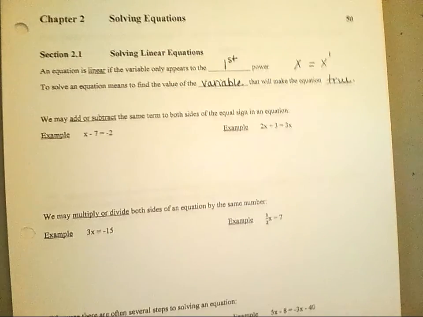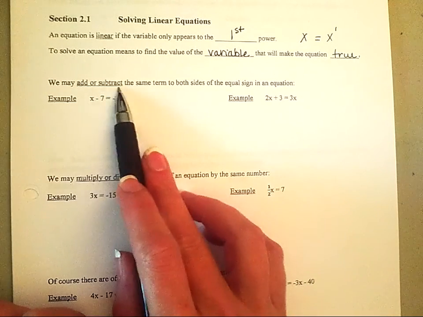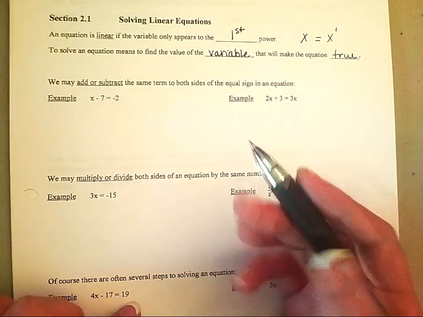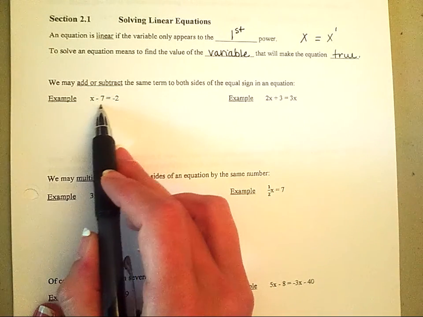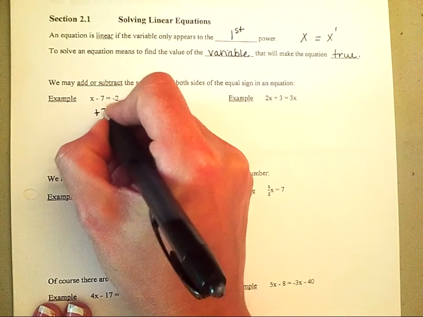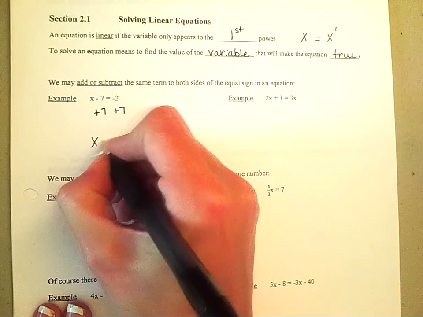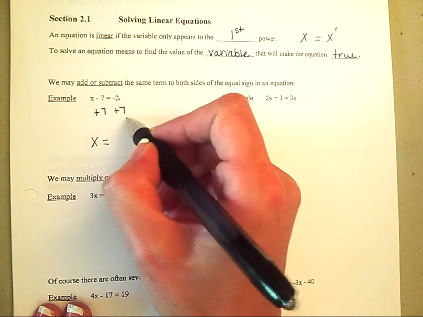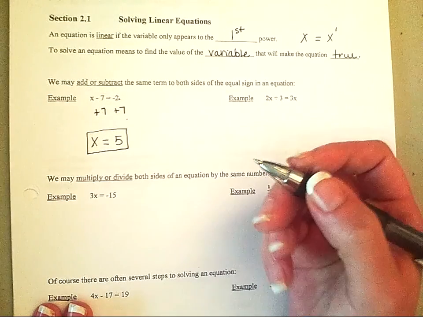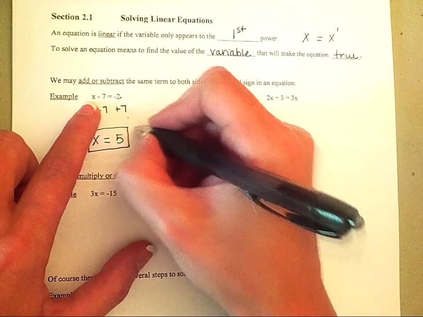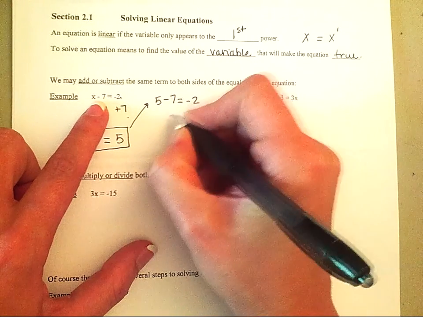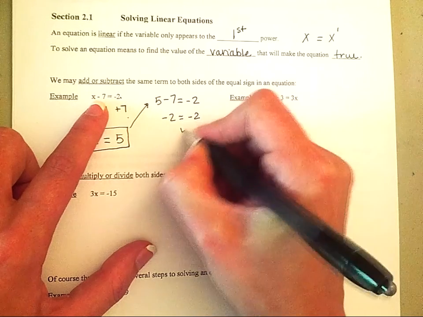And so there are some things that we've been doing all along that help us do this. We can add or subtract the same term to both sides of the equal sign in an equation. So for example, if I wanted to solve for x, I have to undo what's happening to it. Right now, 7 is being subtracted from x, so I could add 7 to both sides. So we'll get x is equal to negative 2 plus 7, which is positive 5. Okay. And it makes the equation true, because I could check it. 5 minus 7 equals negative 2. Negative 2 equals negative 2. This is true. It checks.